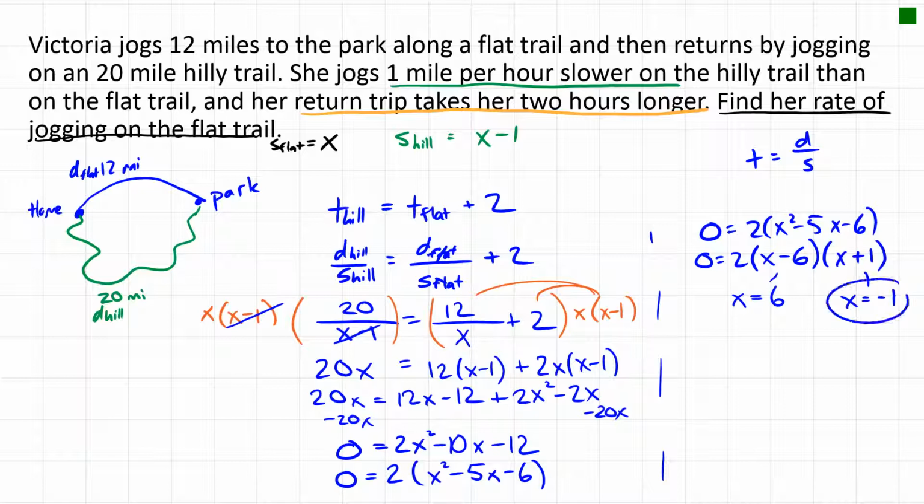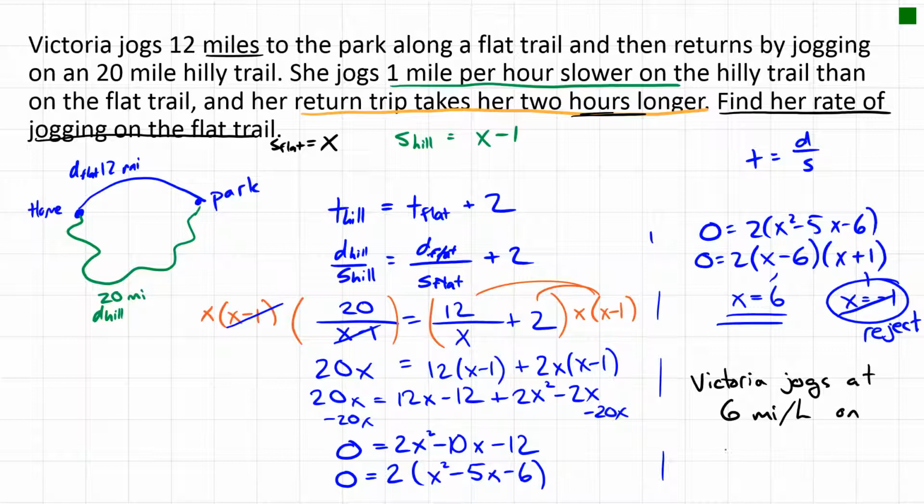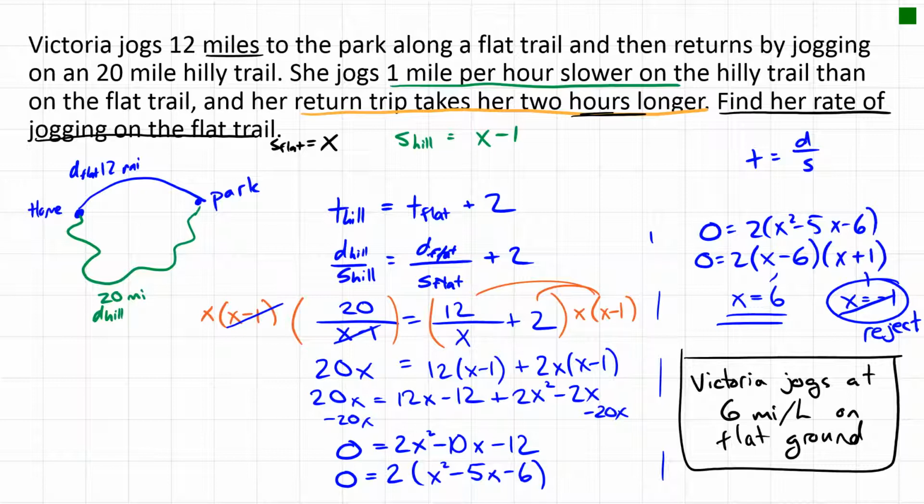I will reject the negative answer because you can't have a negative speed, which means x, the speed on the flat trail, would be 6. Victoria jogs at 6 miles per hour, because all these distances are in miles and our times are in hours. So that would be 6 miles per hour on flat ground. Excellent. And that's what it takes to solve that problem.